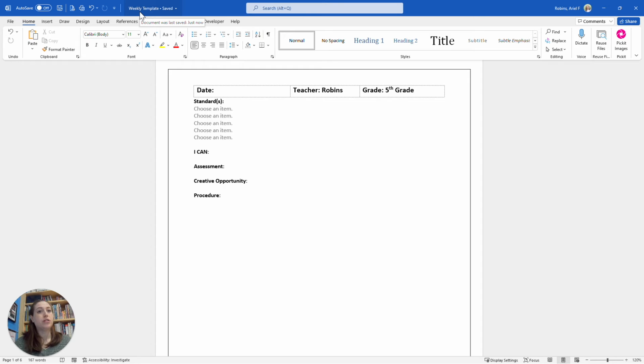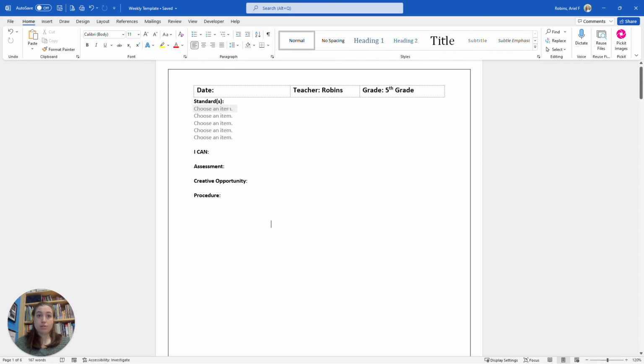And if you're a Word user like I am, I have the autosave turned off. So this is just a template. And then as soon as I start adding things to it, I'll save it as a lesson plan. I usually do it by date. So I might title the lesson plan February 28th, 2022. And that's how it will be saved in my folders.